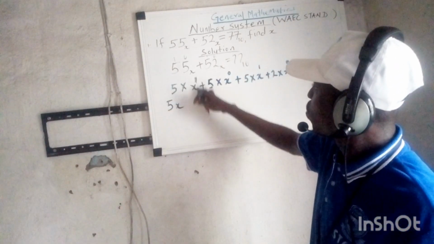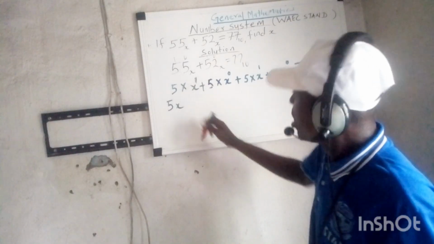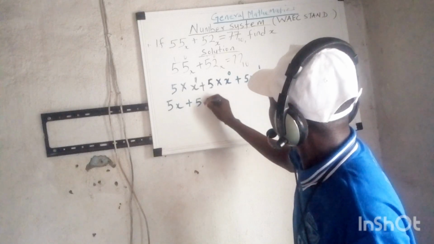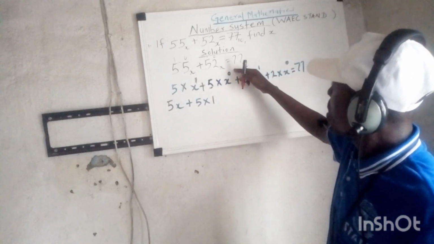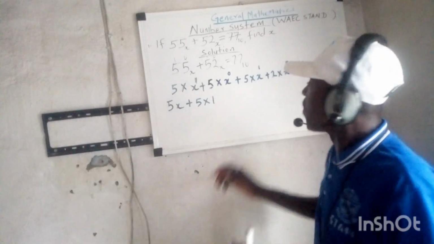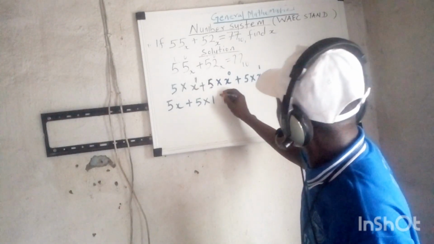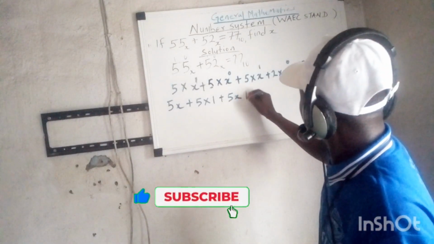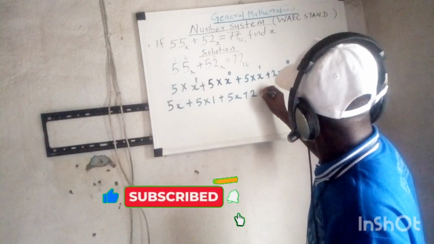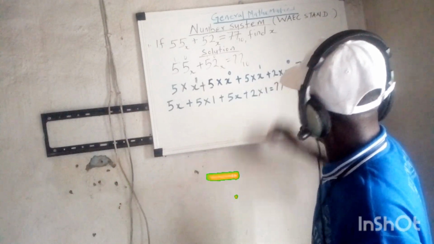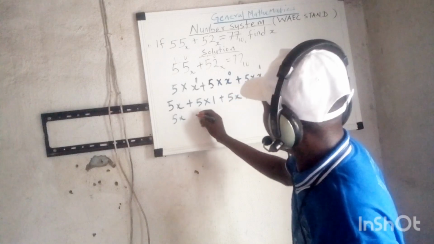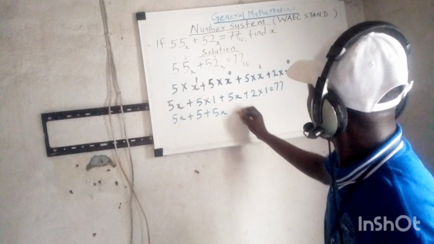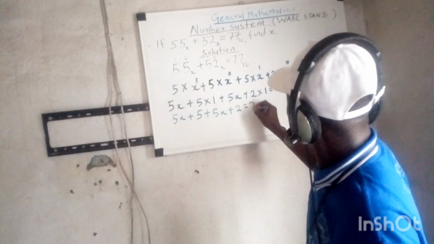5 times x raised to power 1. X raised to power 1 is still the same as x. So 5 times x is 5x plus 5 times 1. X raised to power 0 is equal to 1 according to the law of indices. So this is correct. Plus 5x. X raised to power 1 is still the same as x. Then 2 times 1 is equal to 77. Keep on simplifying. 5 times 1 is 5, plus 5x, plus 2 is equal to 77.